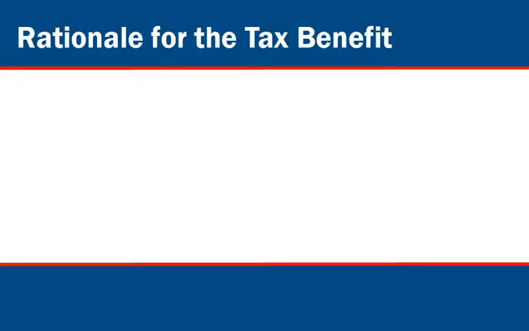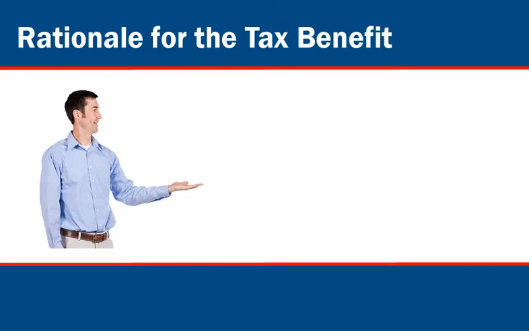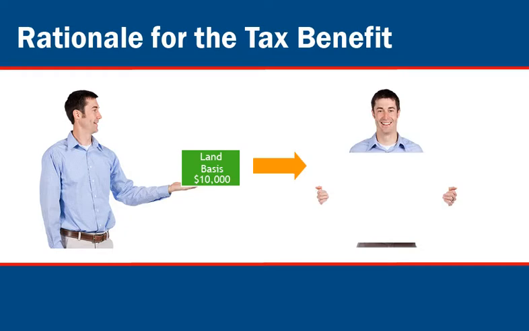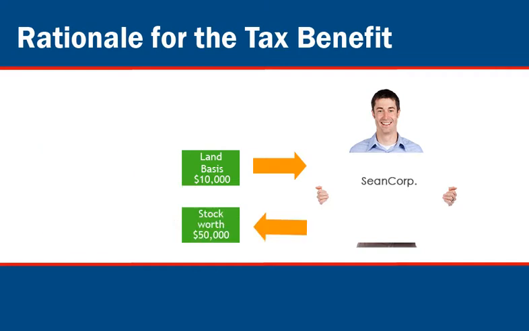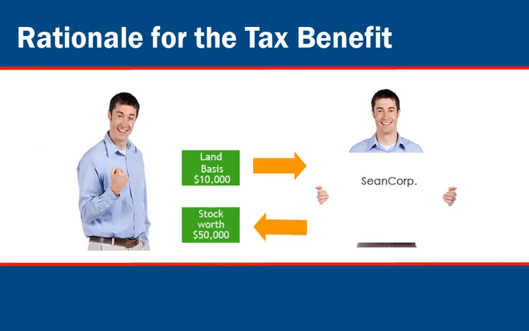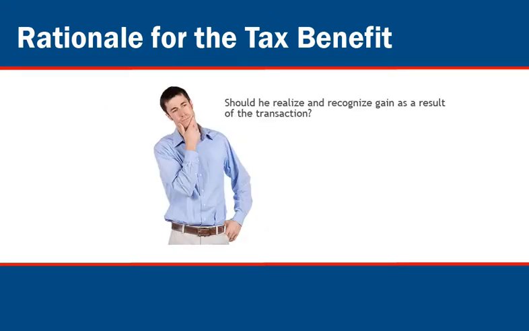Now that you have a basic understanding of the rule, let's understand the reason why the government provided this tax benefit to corporate owners. Sean is going to contribute land, which has a basis of $10,000, to a corporation, and he will be the only owner. He gives the corporation his land in exchange for stock worth $50,000. Sean has given this land to a separate entity and received more in value than his basis in the land. Should he realize and recognize gain as a result of the transaction?